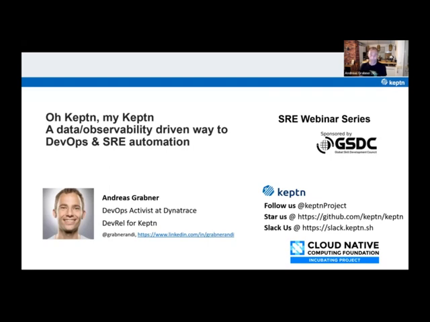Who am I? My name is Andy Grabner. I work for Dynatrace. Been there for more than 14 years now in the capacity of, I call myself a DevOps activist, but really I'm a DevRel, developer relations. I'm the link between our user community that wants to know more about observability and building high-performing applications, and also our product team.